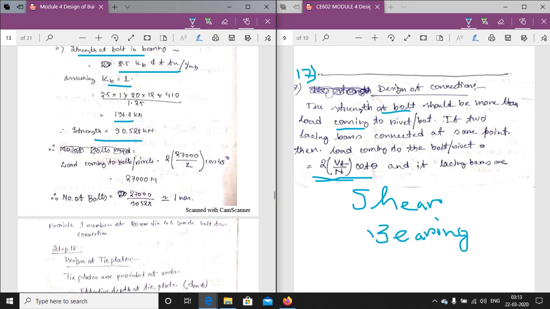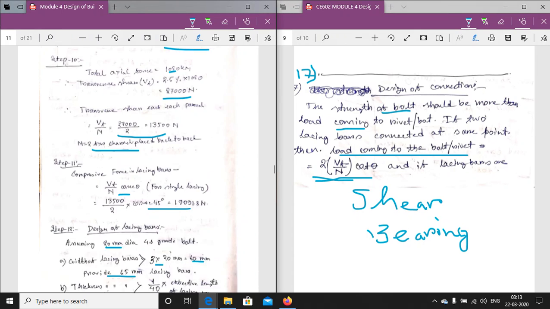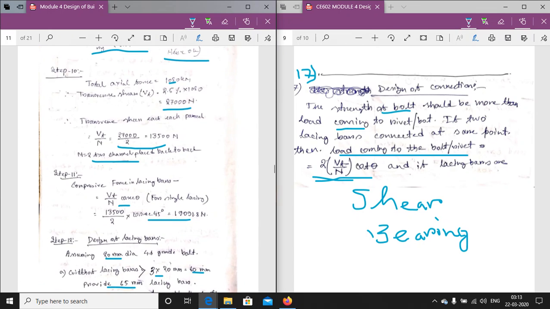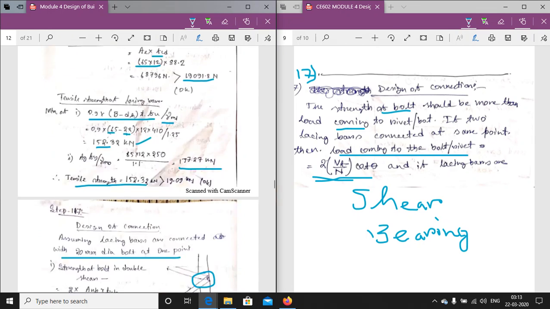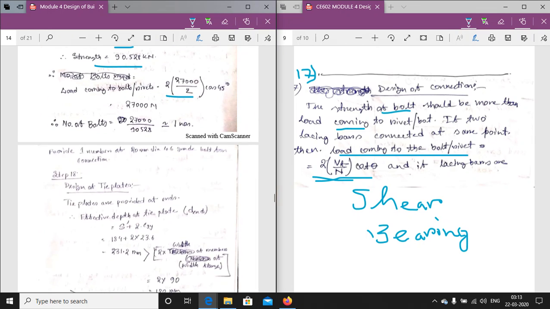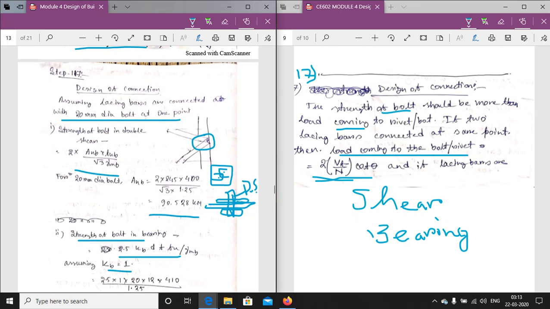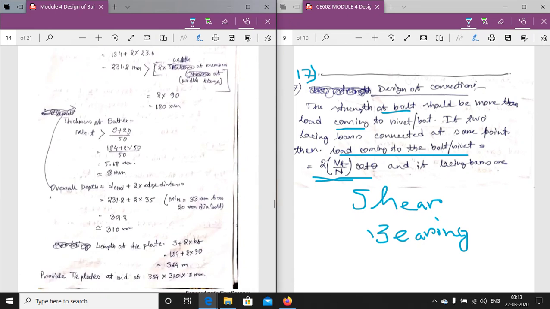So the load coming to the bolt and rivet is equal to 2 Vt by n cot theta. The Vt value we have calculated is 27,000. So 2 Vt by cot theta is equal to 27,000 cot 45 degree, the 2s cancel out, cot 45 degree is equal to 1, so it is 27,000. So the number of bolts equals 1. So provide one number of 20 mm diameter, 4.6 grade bolt for the connection. So these lacing bars will be connected with one 20 mm diameter bolt, it should be sufficient.